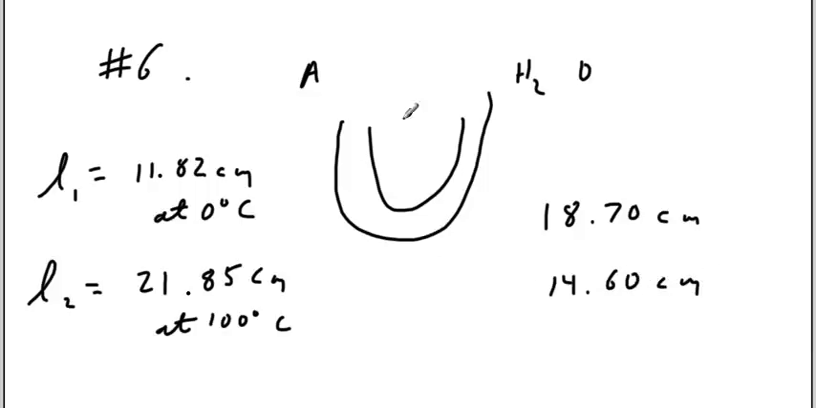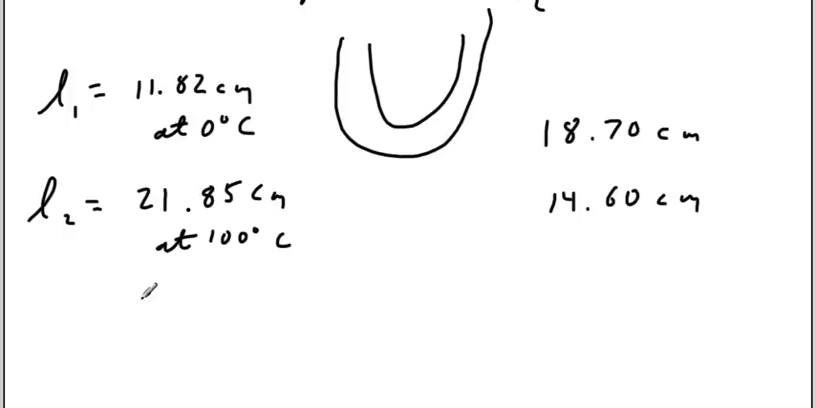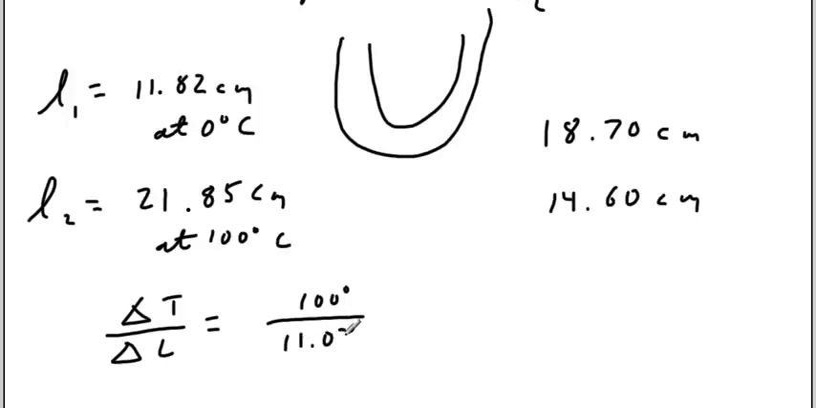I'm not sure that my picture's right, but I know that my proportions have to be right. So if I look at the change in temperature and change in length, I see that I'm going to change temperature by 100 degrees, and my length is going to be changed by 11.03 centimeters. And I see that that's 9.067 degrees centigrade per centimeter.